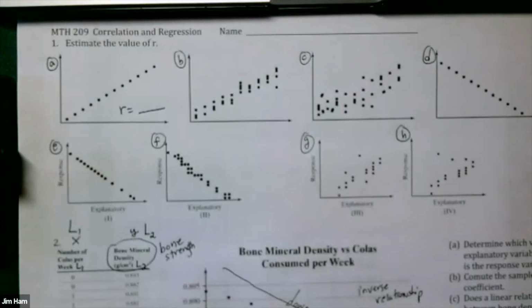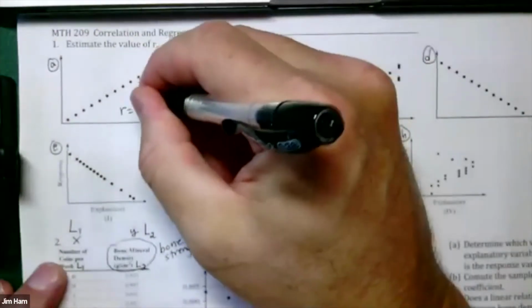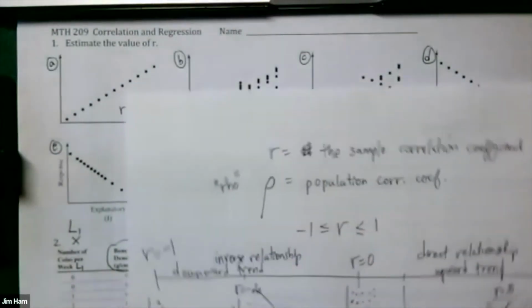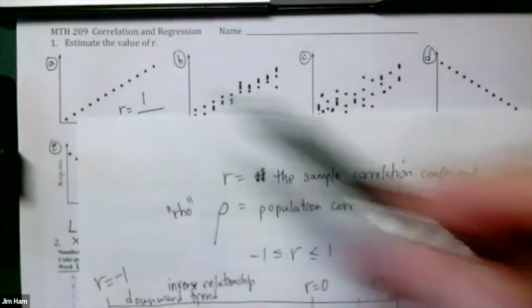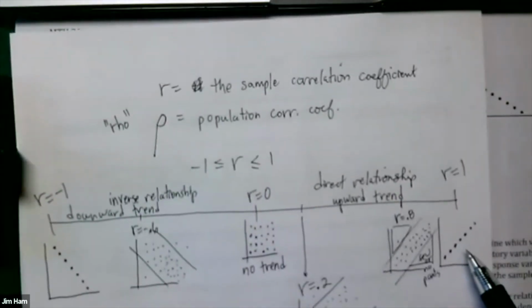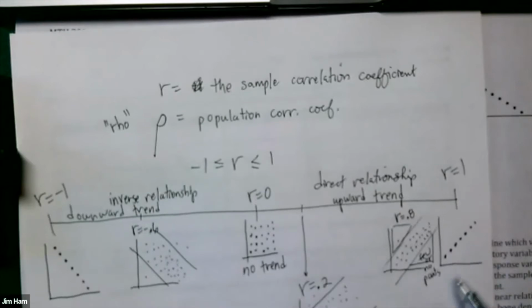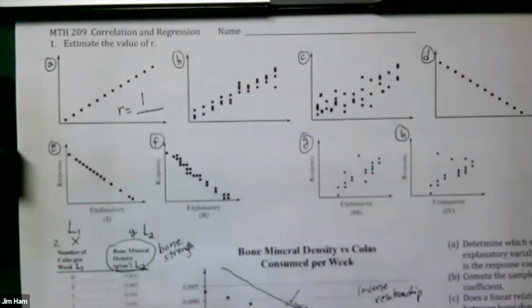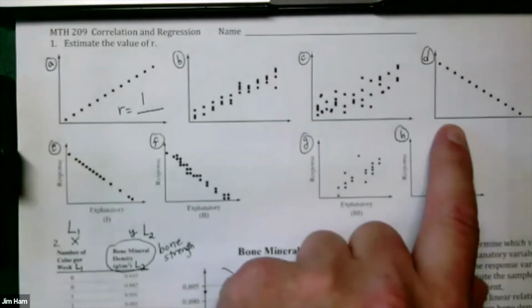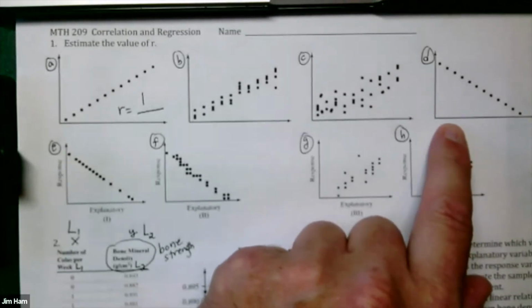Yeah, you're right. It's a perfect upward sloping scatter plot. Correlation coefficient is 1. What about D? Let's do D next. What's the correlation coefficient, do you suppose, on D?